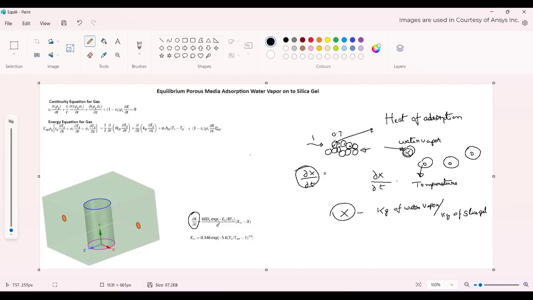Okay, so now if you take it this way, x is the amount of water vapor present in the silica gel, so that will be equal to x naught.